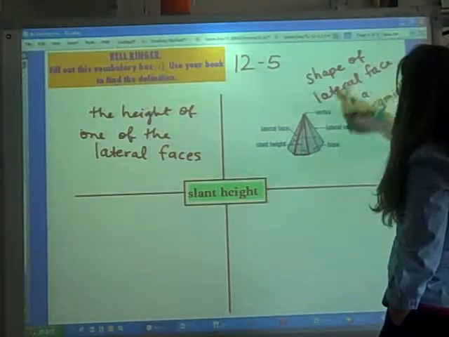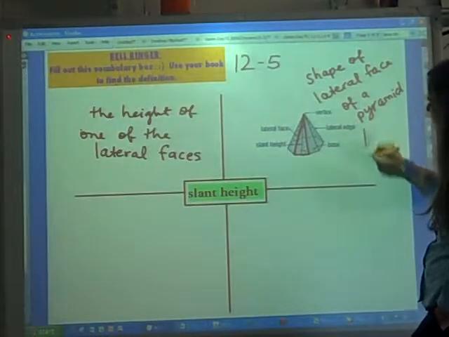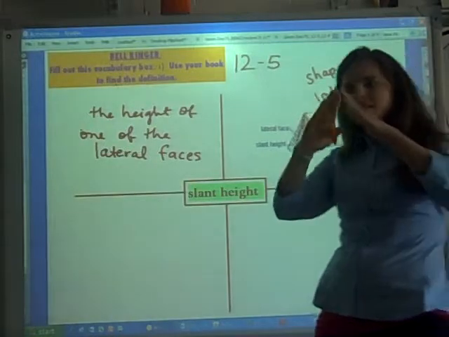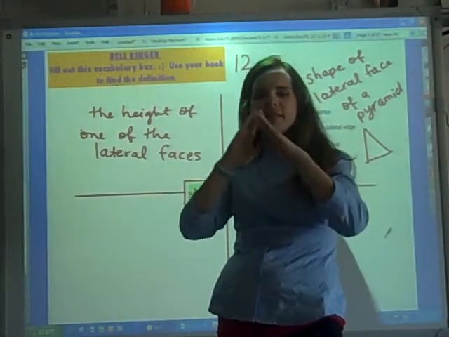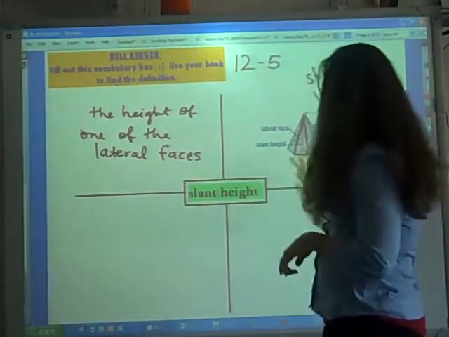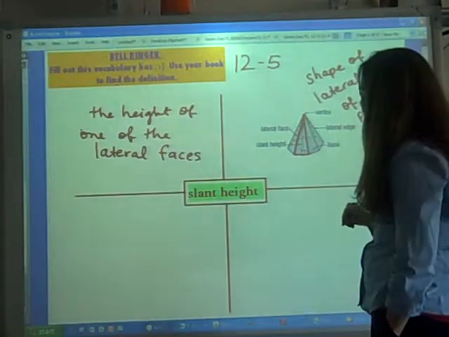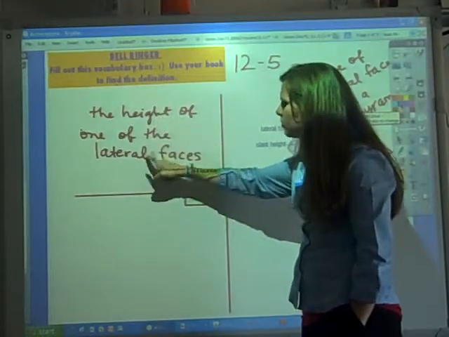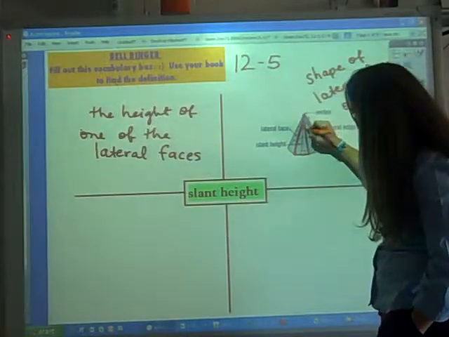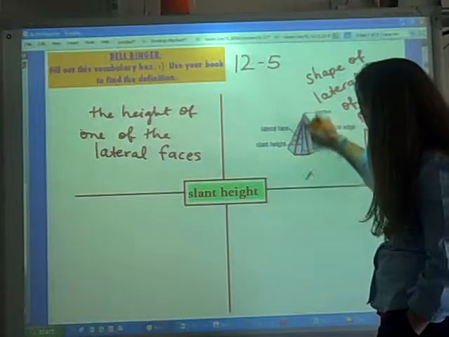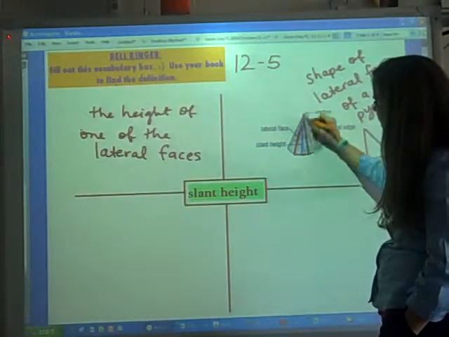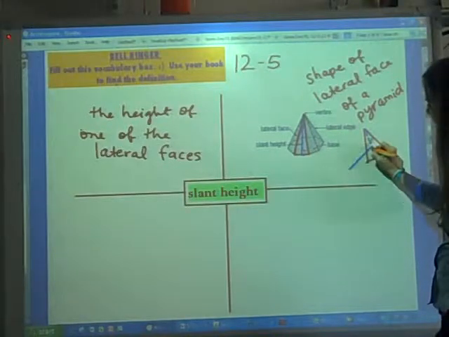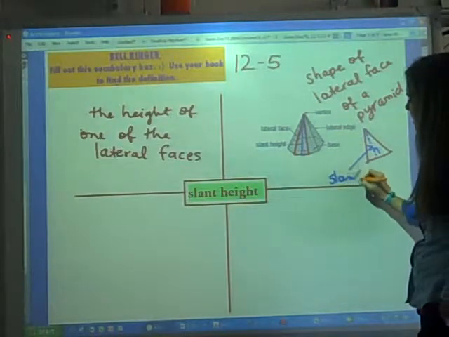The shape of a lateral face of a pyramid is always a triangle. Okay, because it comes to a point right there at the top at the vertex. So that's going to make a triangle for your lateral face. The slant height is the height of one of the lateral faces. So if you can really carefully draw in a little dotted line on that triangle, this height represents your slant height.